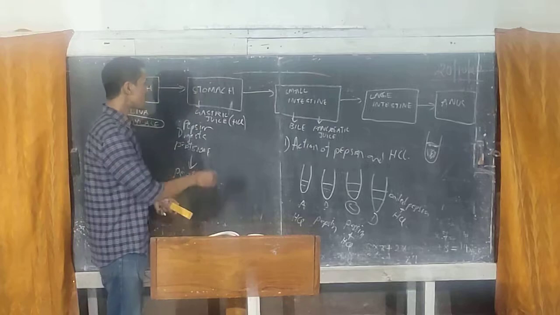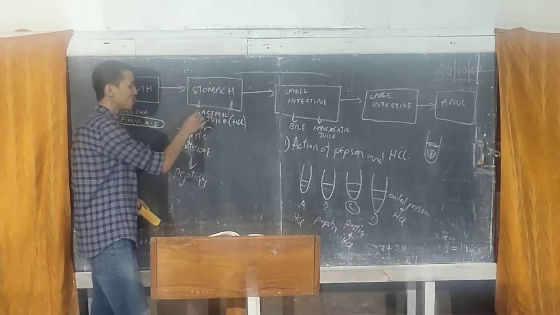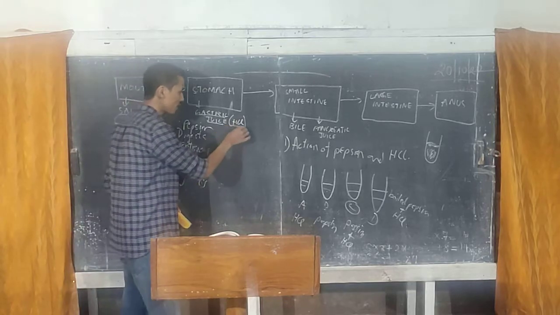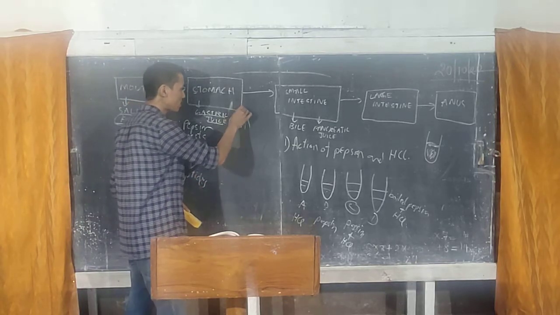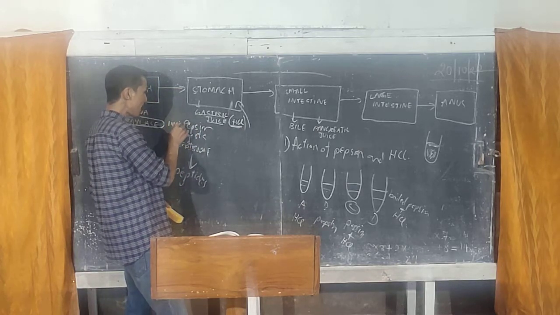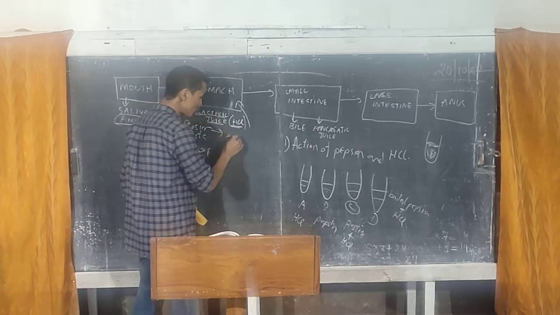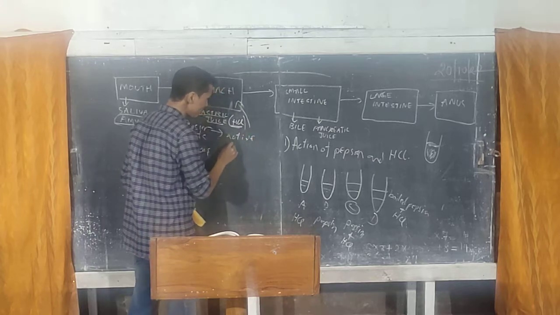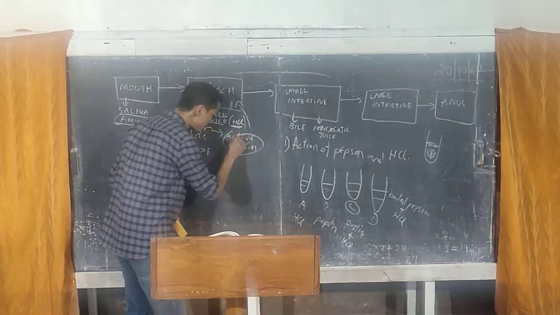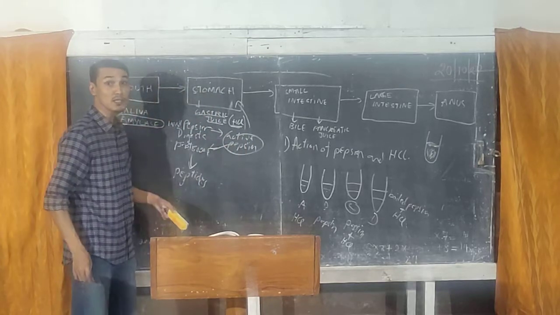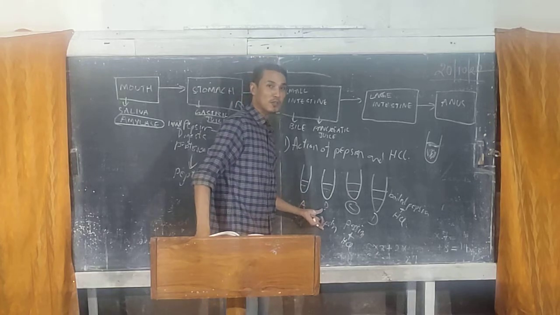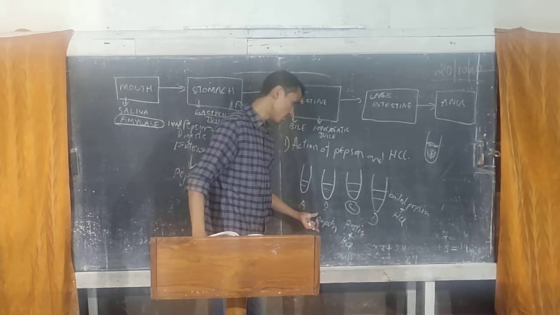Now remember, in stomach I already told you that the food mixes with the gastric juice. Gastric juice contains hydrochloric acid. This hydrochloric acid converts inactive pepsin into active pepsin. Only your active pepsin is capable of digesting proteins. So this is the explanation for the cloudy white appearance not disappearing in test tube B.